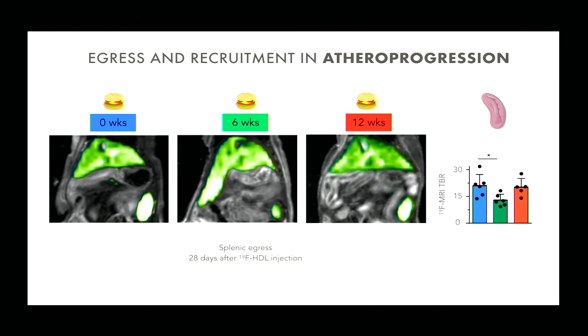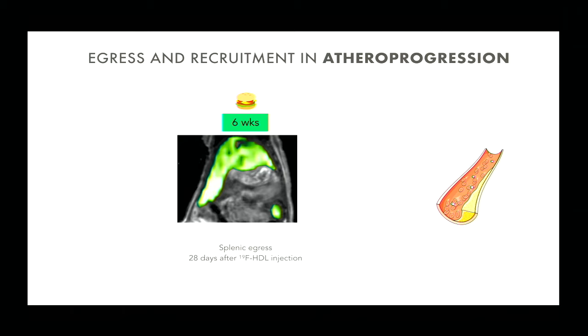This was, of course, very interesting, and it coincides very well with the highest myeloid cell turnover in the spleen that is introduced at this point of atheroprogression. We were also able to show that there is an increased accumulation and recruitment of pro-inflammatory cells in these atherosclerotic lesions at the same time where we see this signal diminishing.